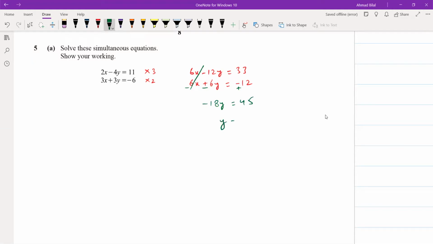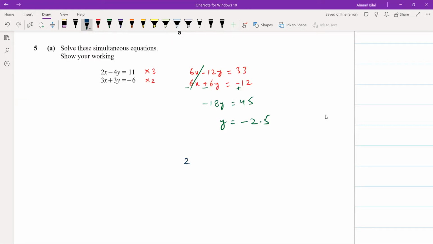यहाँ से y की value आ जाएगी 45 over 18. What's that? That's minus 2.5. Yeah. So minus 2.5, y आ गया. अब आप किसी भी equation में input कर दें उसको, उससे आपके पास corresponding x की value भी आ जाएगी.